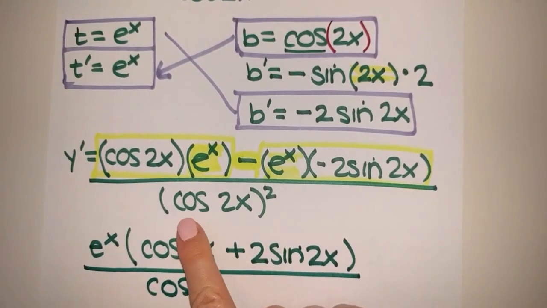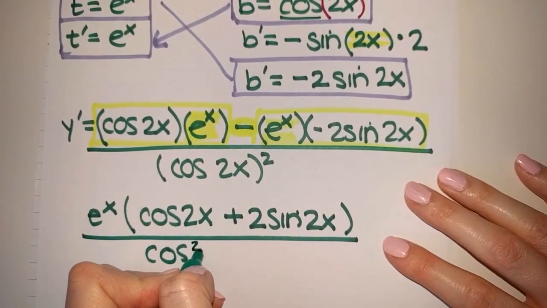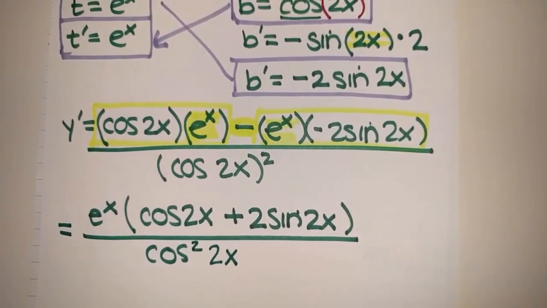Now remember, you can write it as parentheses cosine 2x squared, or you can write this as cosine squared 2x. So either are perfectly appropriate formulations. So that would be our final answer with our GCF factored out.